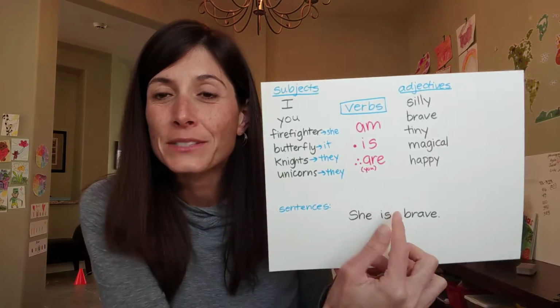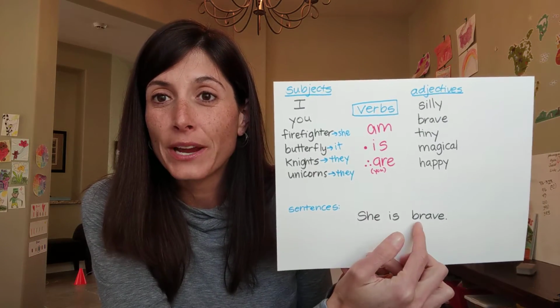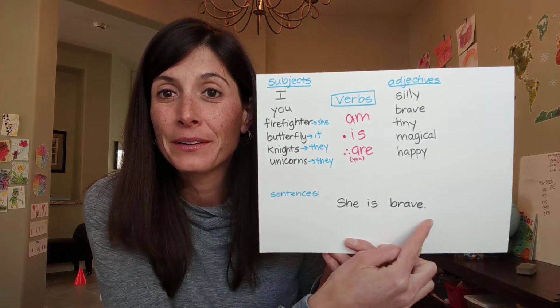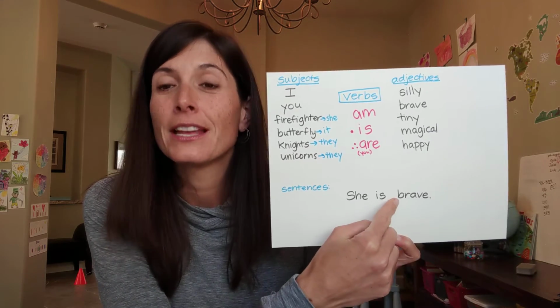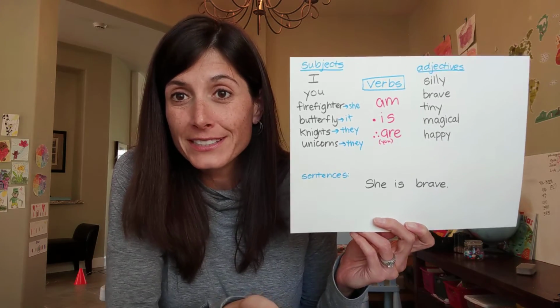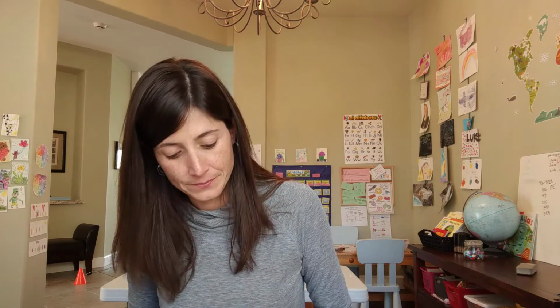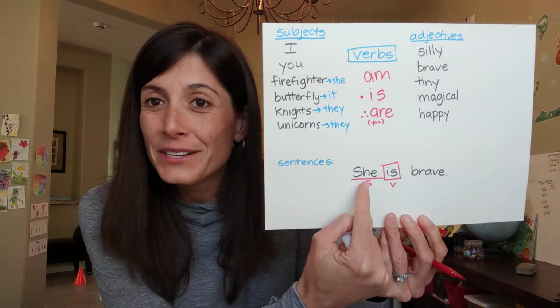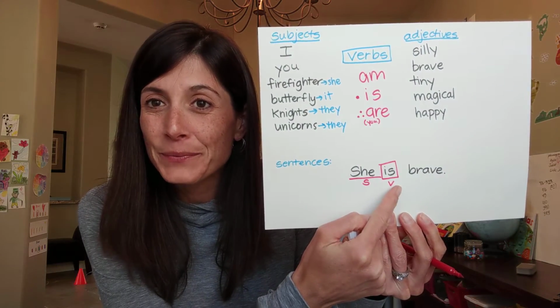All right, so here's our sentence. She is brave. We have a capital letter. We have punctuation. We need to make sure we have a subject and a verb. What's the subject of our sentence? Underline it, mark it with an S. What's the verb in our sentence? It's an always verb. Box it, mark it with a V. There's our subject and there's our verb.